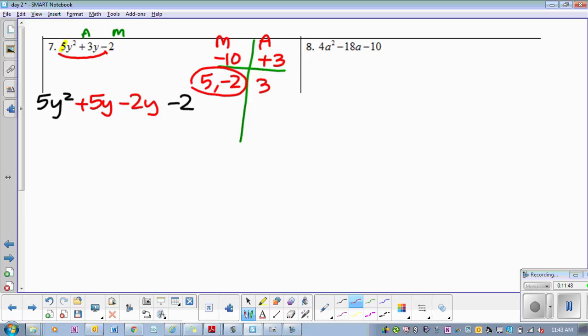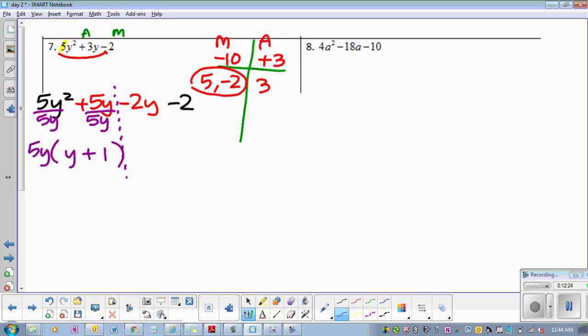Okay. So now how many terms do I have? 4. What do I do when I have 4 terms? Yes, divide it in half. When you have 4 terms, you're going to divide it in half. And then GCF factor both sides, right? Okay, so let's do this. 5y. y over 5y gives me 1. Okay? Don't just throw that term away. It has 1.